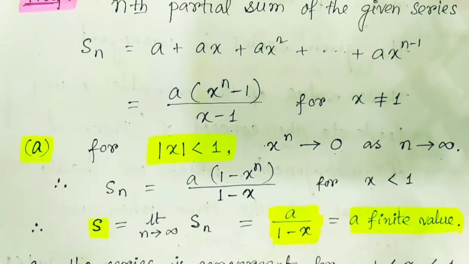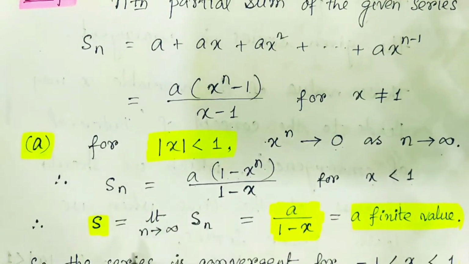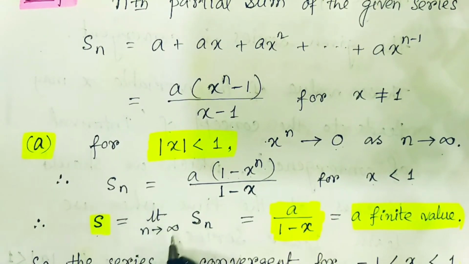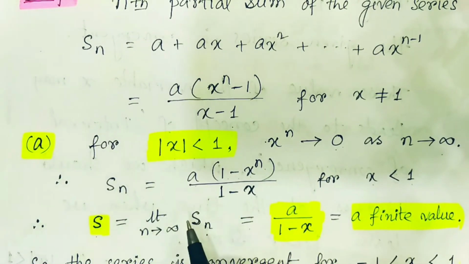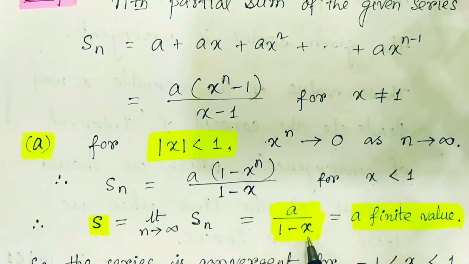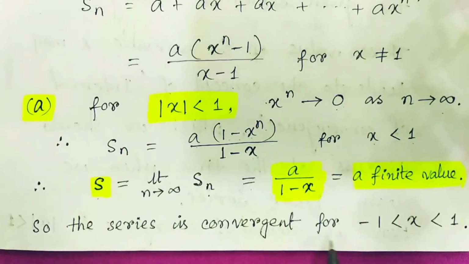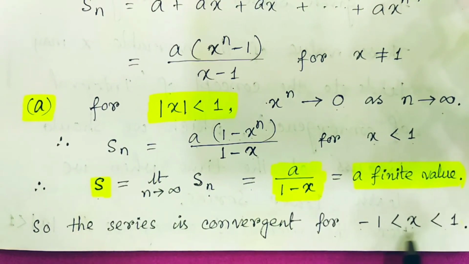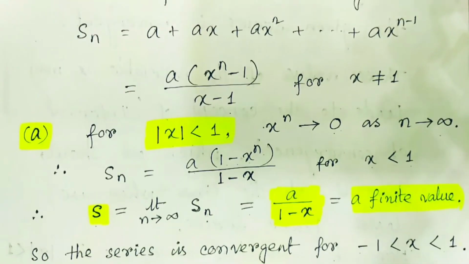Now if we take the limit on both sides, we find the limiting value, let it be s, which is equal to limit n tends to infinity Sn. As n tends to infinity, x to the power n is 0, so we find a divided by 1 minus x, which is a finite number. So we can say the series is convergent within the range where x lies in between -1 and +1. Just remember, -1 and +1 are both not included here.